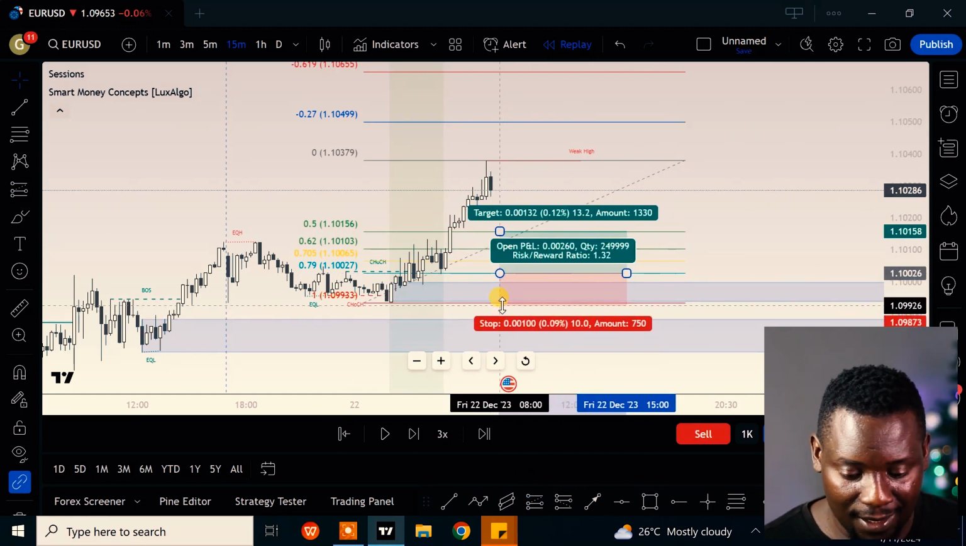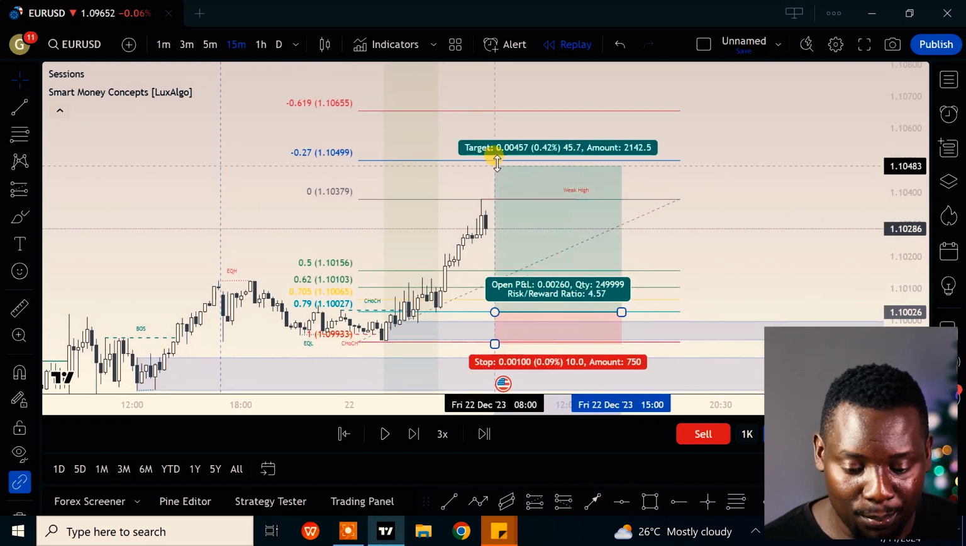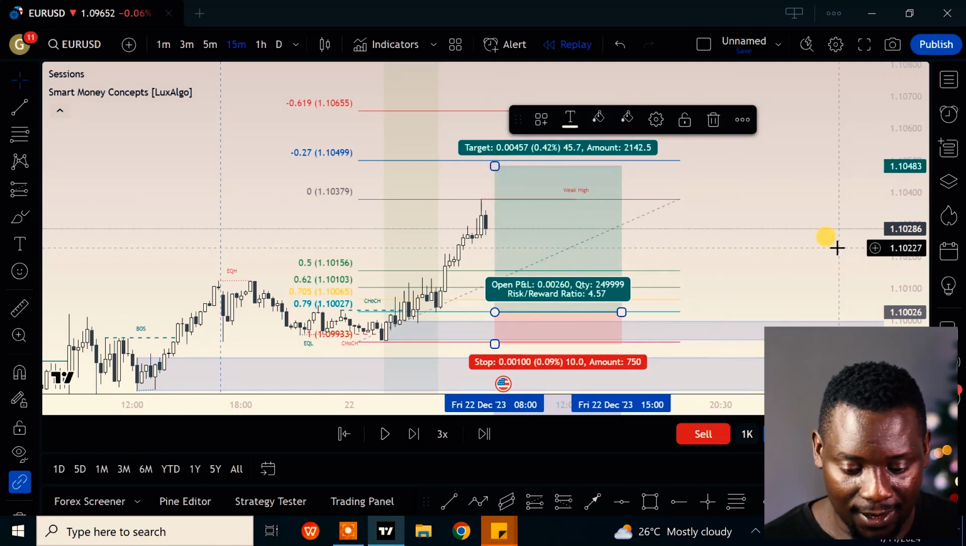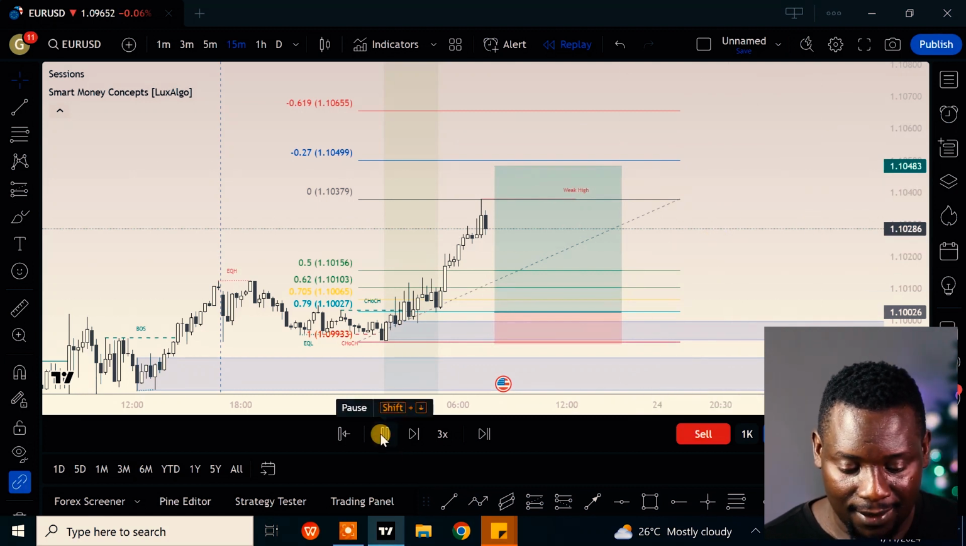Same thing, I always use a 10 pip stop loss and then target a 1.45 R. So this is it. This is it right here. So let's see what happens.